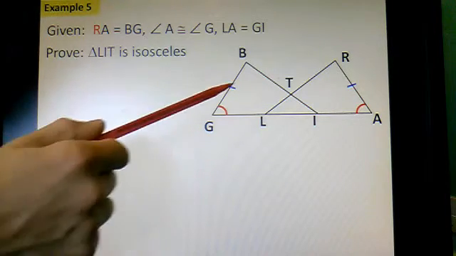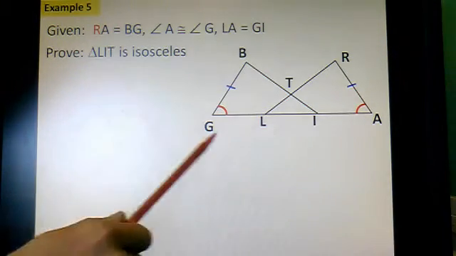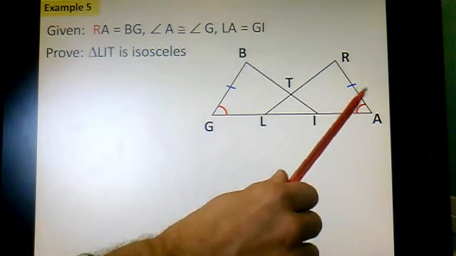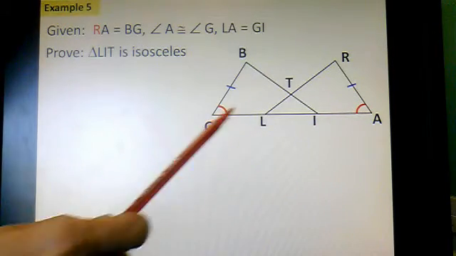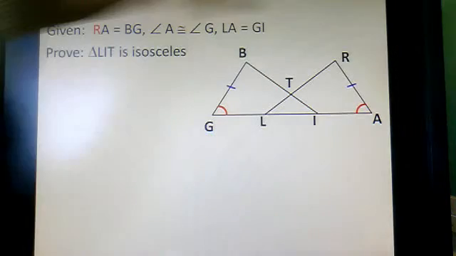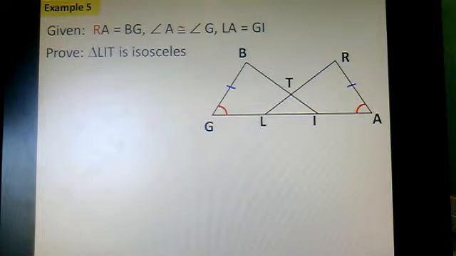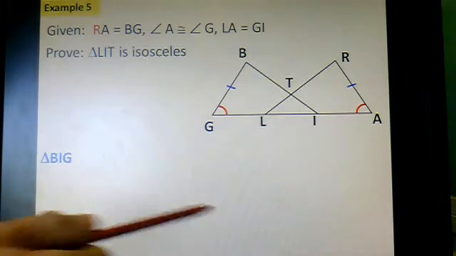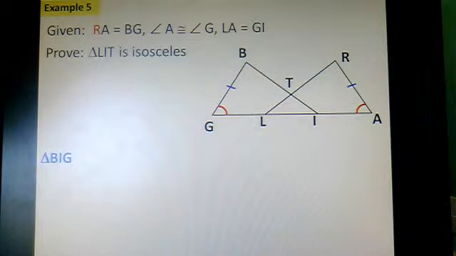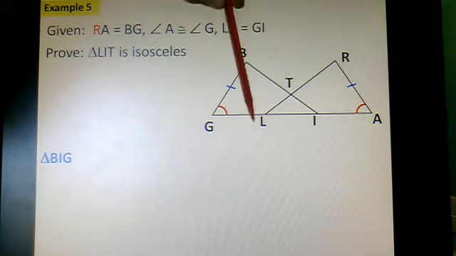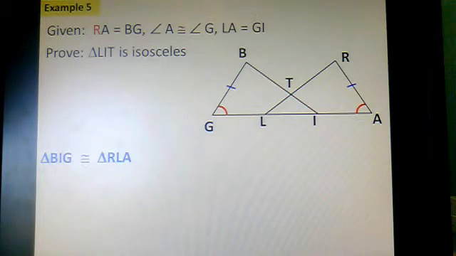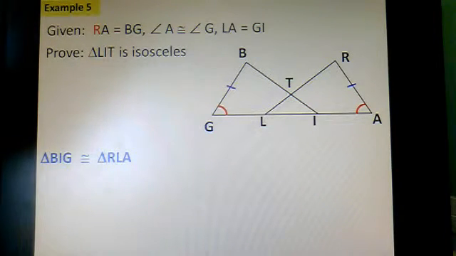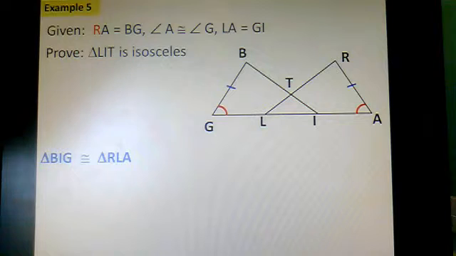Hopefully you can see right away you've got a side, an angle, and a side, congruent to a side, an angle, and a side of these two triangles. If you were to slide these apart, you'd see you have two triangles with side, angle, side. So I'm hoping you jump right into that. Triangle BIG congruent to the other triangle. B corresponds to R, I corresponds to L, so RLA, and A corresponds to G, by side, angle, side, and it looks like it would be by reflection.